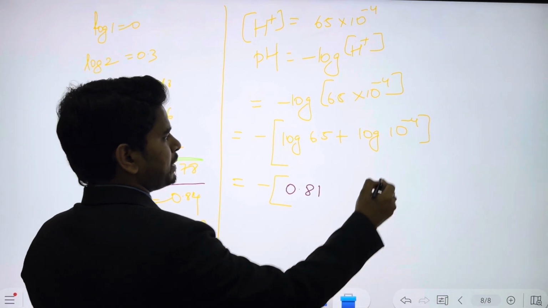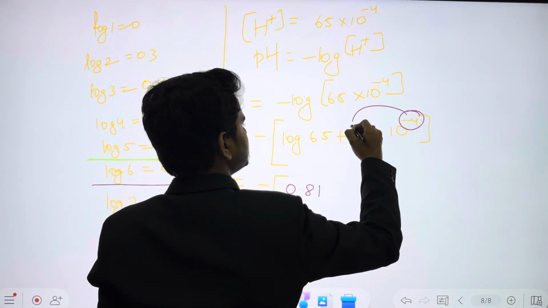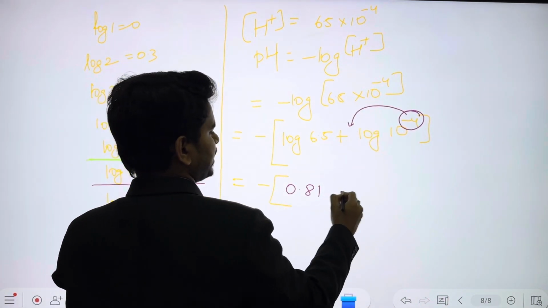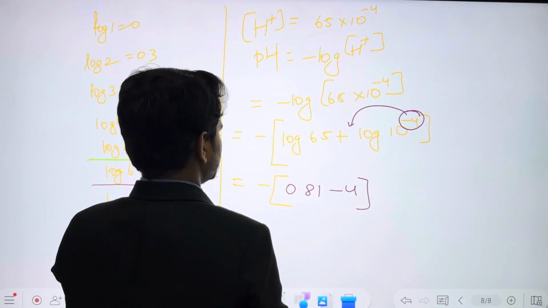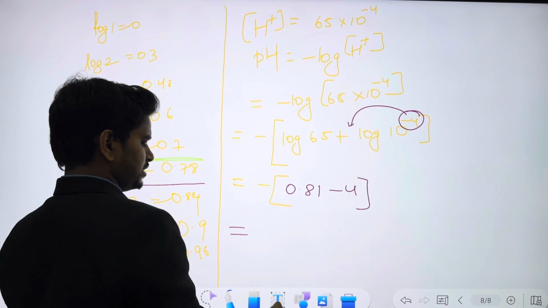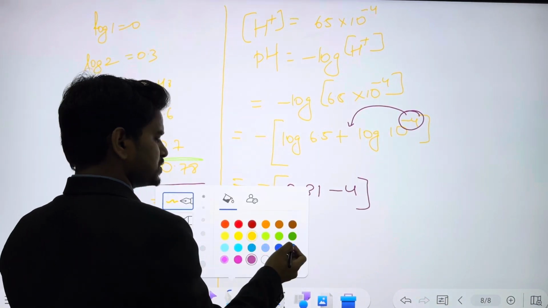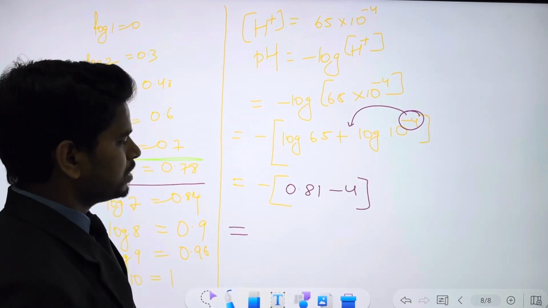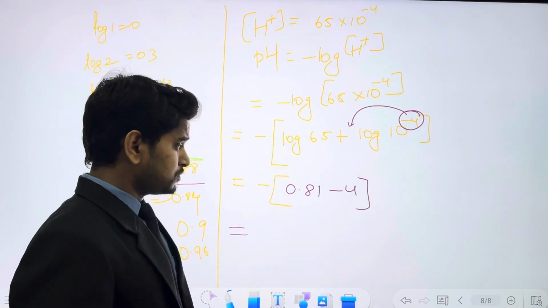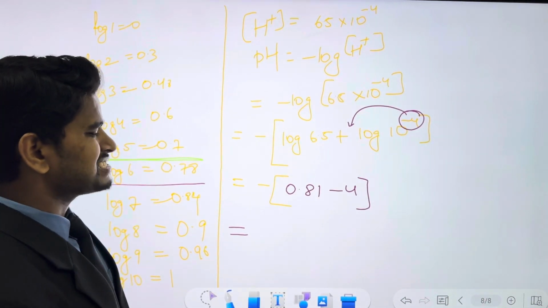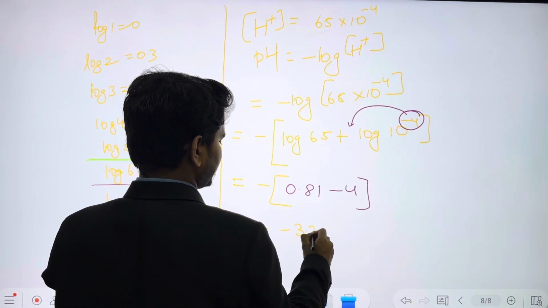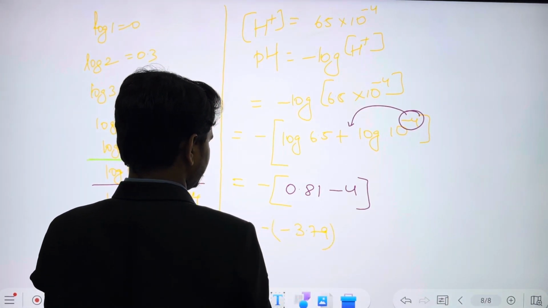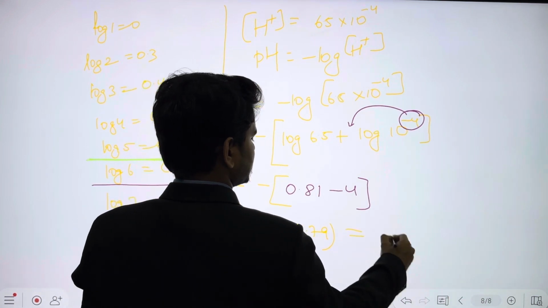And log 10 to the power minus 4, this minus 4 will jump over here, and we can write minus 4 log 10. Log 10 value is 1, so we will not write it. So ultimately you have this value. Just write the value, and that's an answer. 0.81 minus 4, the value is coming to be minus 3.79, and it is basically, you can write it as plus 3.79.